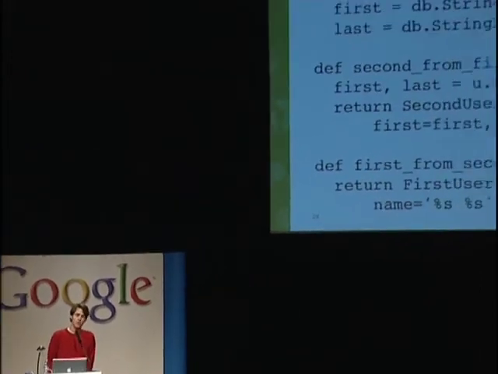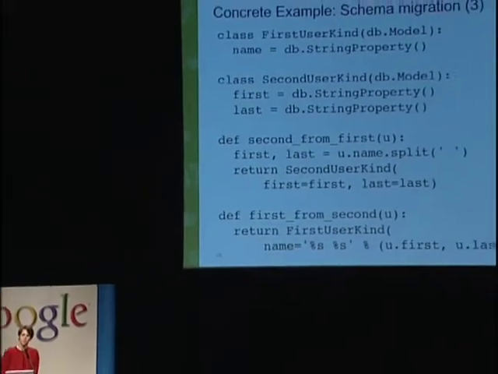And you can actually guarantee some idempotence here as well. You can make sure that each item only ever gets migrated once. So that would be the idempotence guarantee. So how does this work? Let me show you. So let's say I have two kinds in the data store. Again, this is Python. These are model classes as part of the App Engine ORM. I have the first user kind at the top, which has a name all as one string. Then I have the second user kind that has a name split into first and last names.